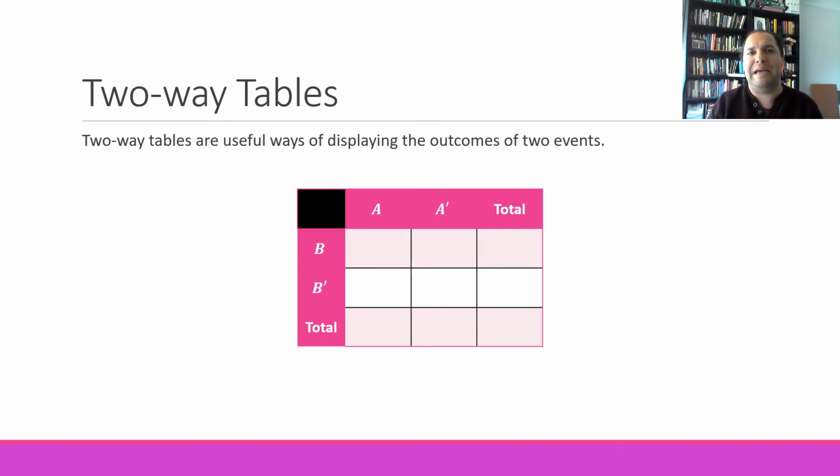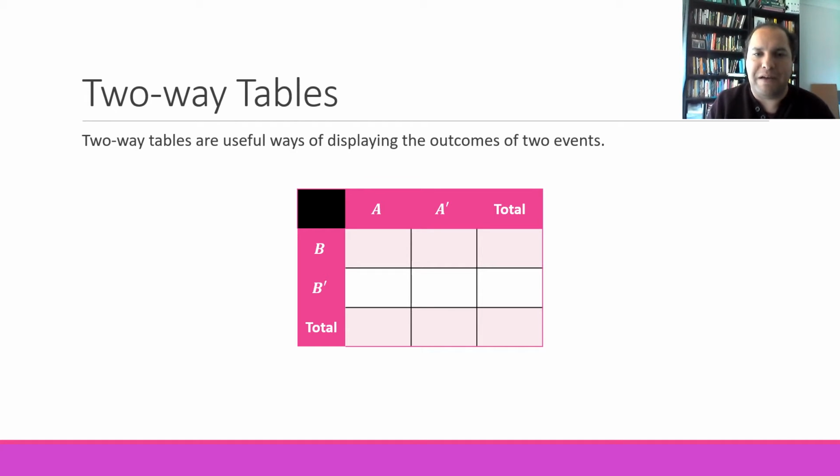In our two-way table we can use that to display the outcomes of two events. Unlike a Venn diagram, which can be used for 3 or 4 or more events, two-way tables can only be used when there are two events, but they are organized in a nice orderly array in a nice table.